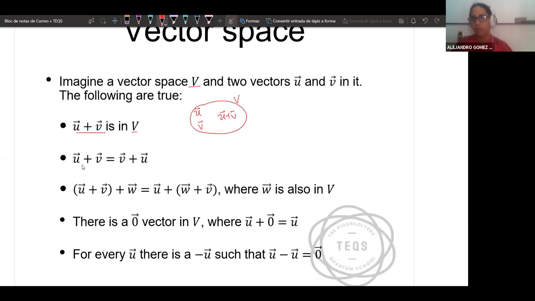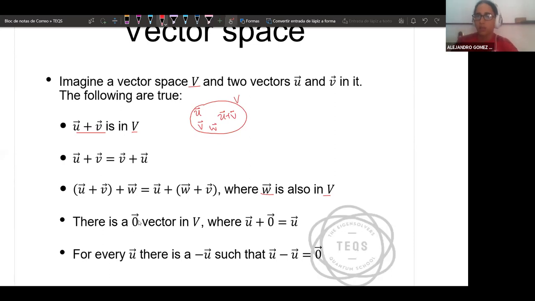The other one is that the sum is commutative, so we can add U and V or V and U. It's going to give you the same result. The other one is that you can associate, so we can make the parentheses, and do the operations in the order you want. We have three vectors, U, V and W, also in V. We want to add those three vectors, so we can choose which pair to sum first and then sum the other one.